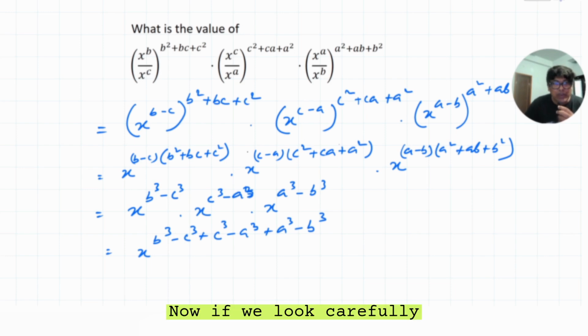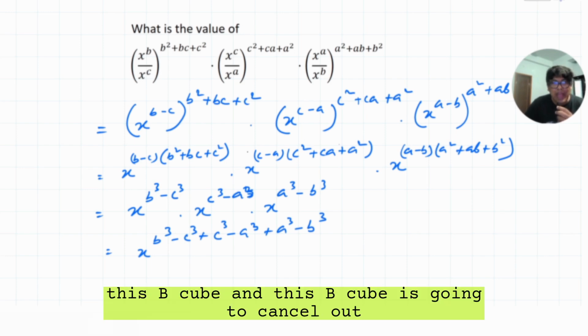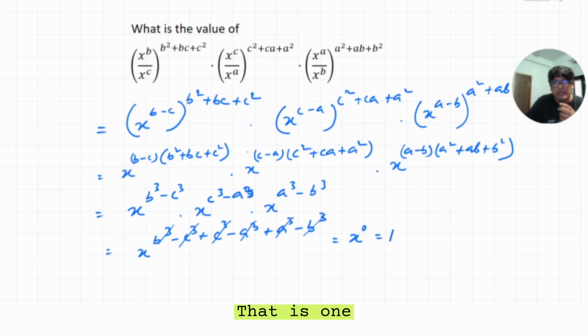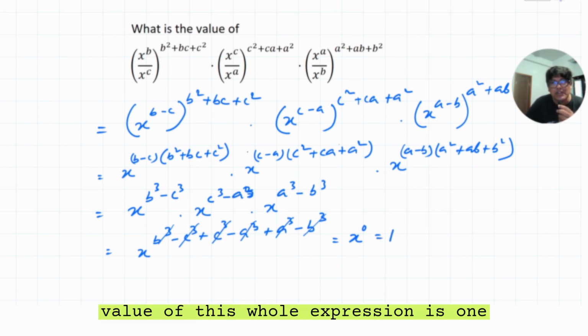Now, if we look carefully, this b cube and this b cube are going to cancel out, minus c cube and plus c cube are going to cancel out, minus a cube and plus a cube are going to cancel out. So we'll be left with nothing but x to the power of 0, that is 1. So the value of this whole expression is 1.